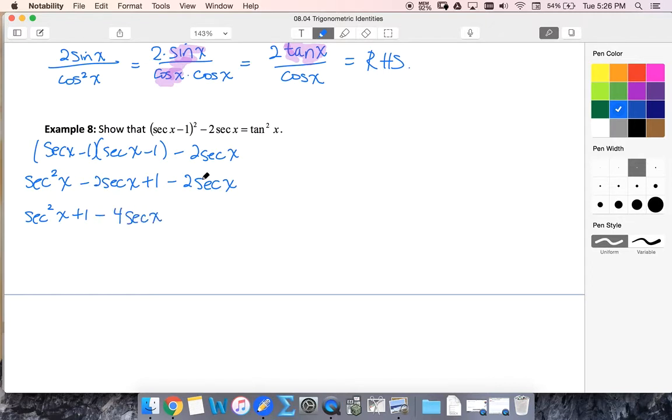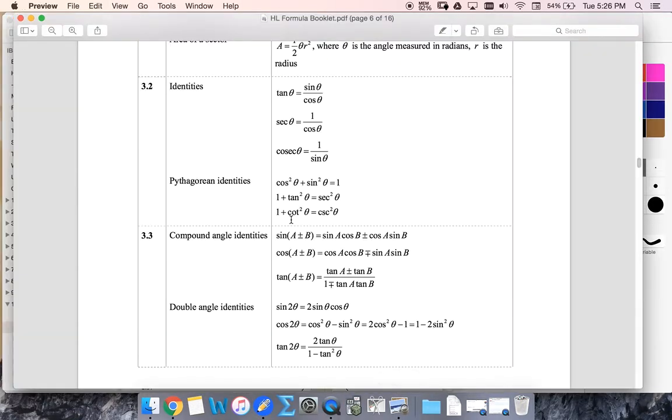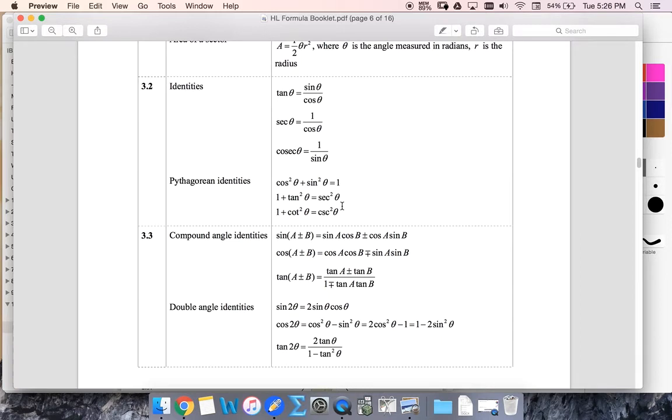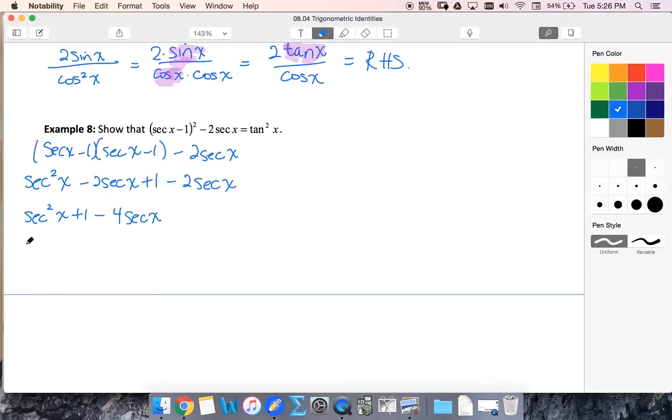I have the feeling that this identity is not actually going to work. Secant squared x plus 1, that seems like it's something. So secant squared x plus 1 is not actually something. So secant squared is 1 plus tan. We could go in and replace that. Minus 4 secant x. But there's no way this is turning into tan squared.